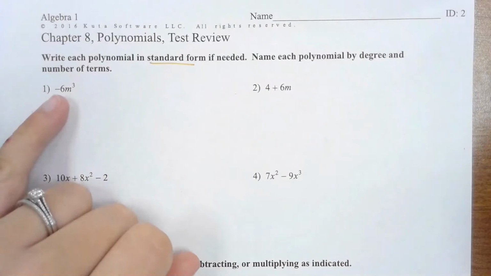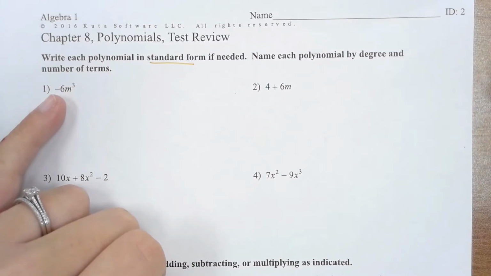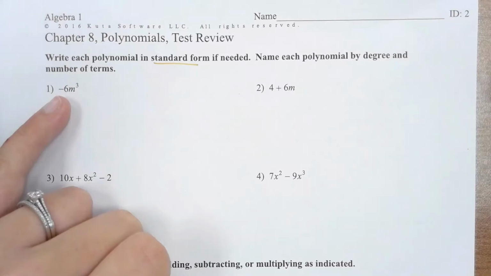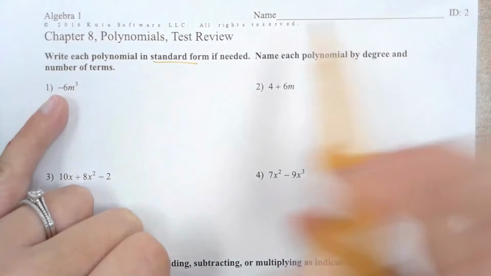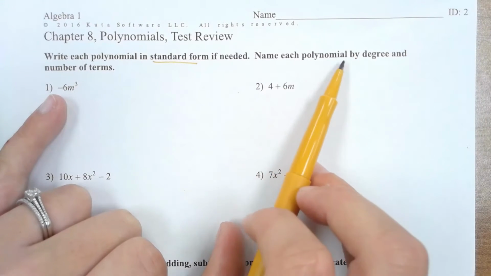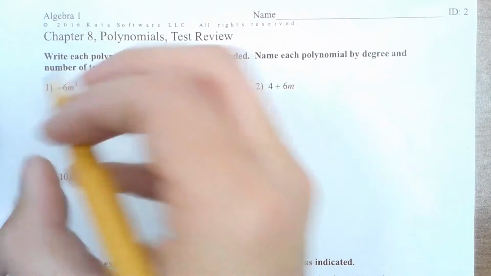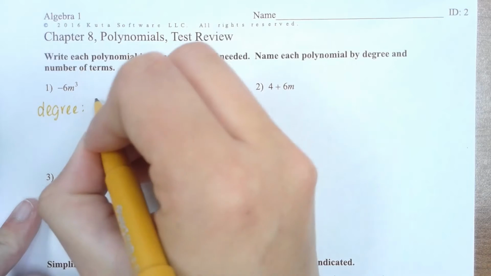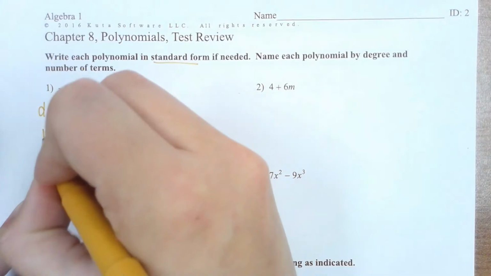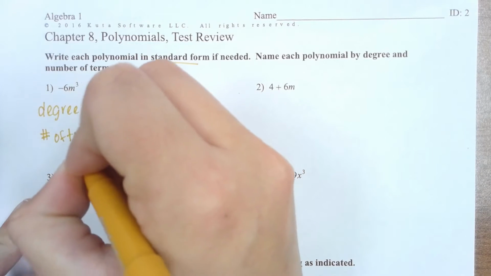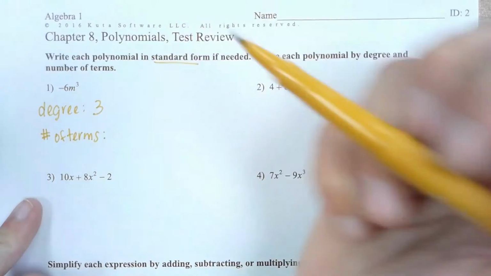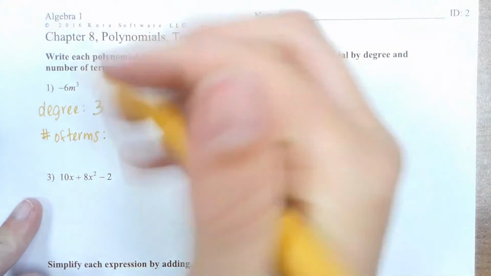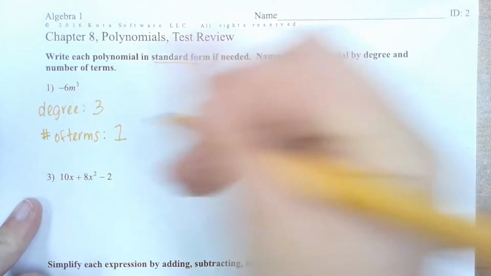This one, there's no other term here, so that is already in standard form. Since it's already in standard form, we're just going to name this polynomial by its degree. The degree here is the highest exponent on the variable, which is 3. And then number of terms, you're just counting all the terms in between your operation signs, so in this case it is just one term.